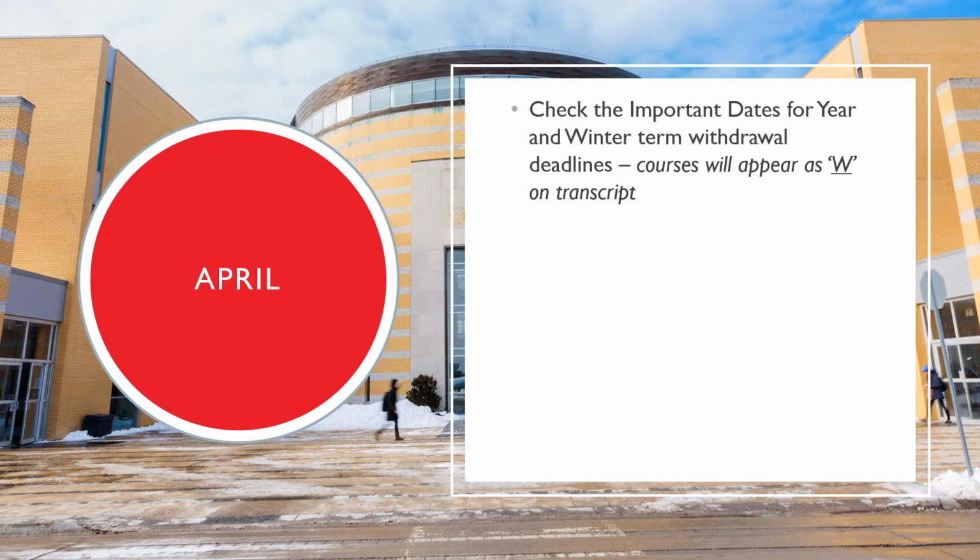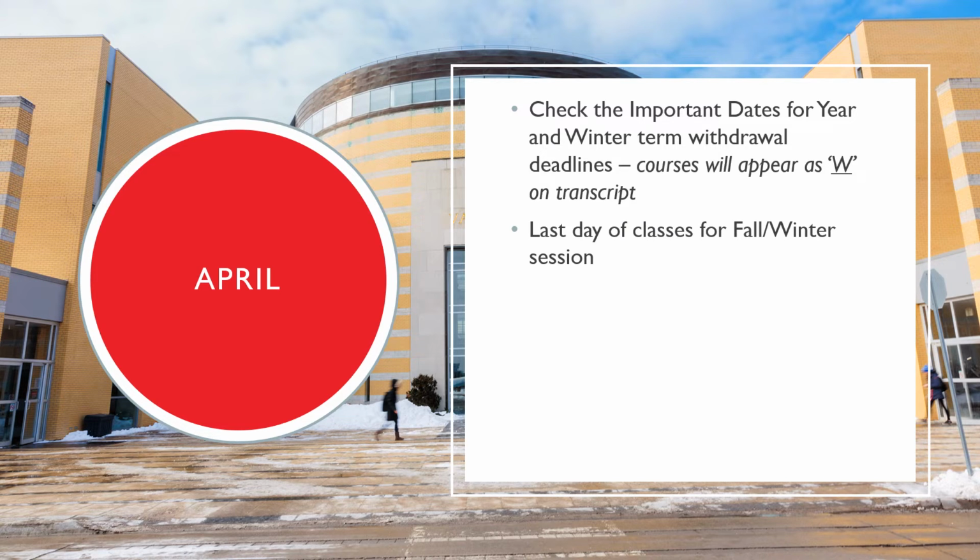Now let's move over to April. The last day to withdraw from year and winter term courses is in early April. As previously noted, at this point, dropped courses will appear on your transcript with the W notation, indicating that you have not completed the course and will not receive credit for it. Courses indicated with a W will not impact your CGPA and do not count as an attempt towards your progression. Check the Important Dates section on the current student's website for full details.